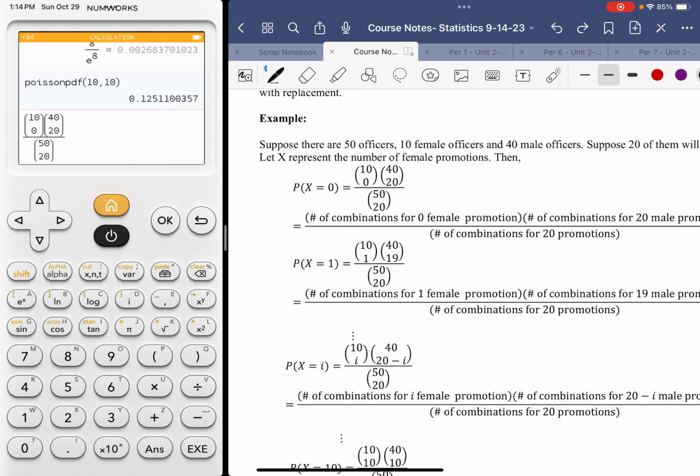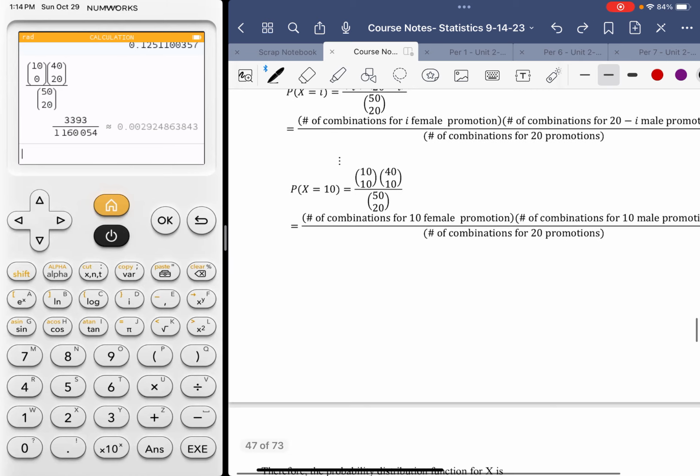All right, so again, that's in the first combination. You had 10 females, none of them were selected. You had 40 males, all 20 of the possible promotions were occupied by males, divided by any of the 50 being accounted for in each group of 20. So running these numbers, you get a decimal.